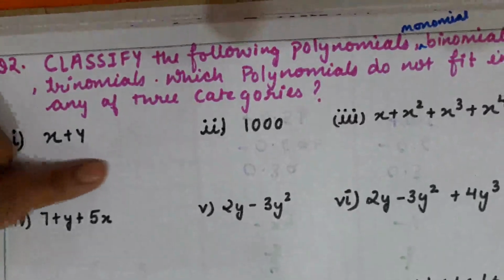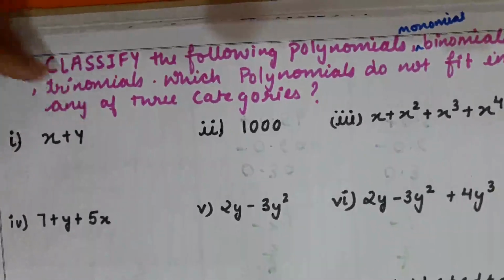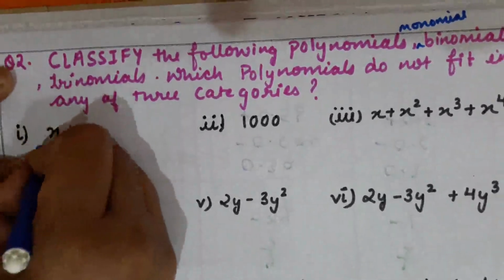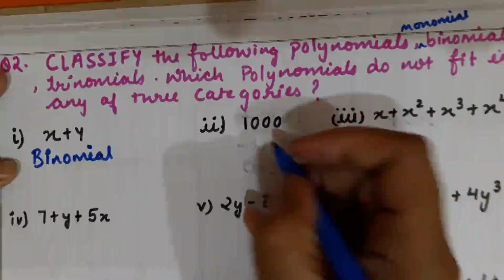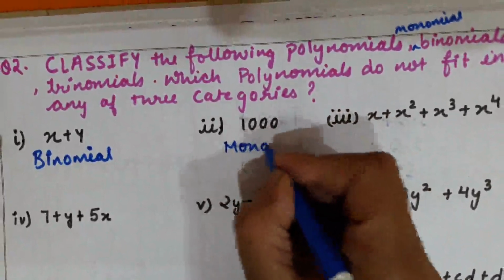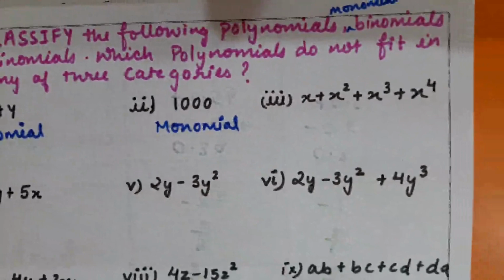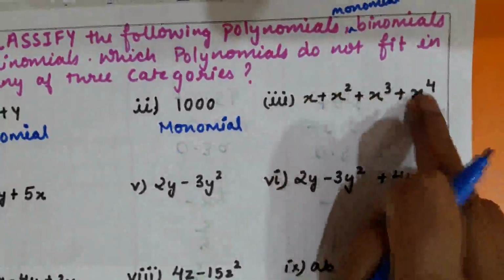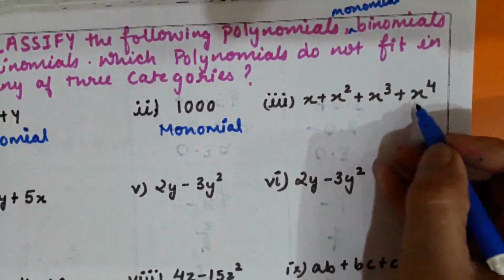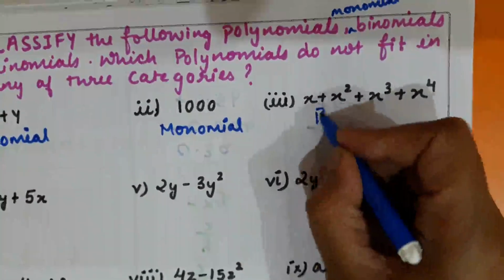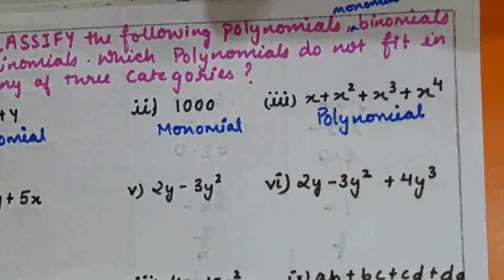x plus y, how many terms do we have? 1 and 2. So this will be a binomial. Now 1000, this will be a monomial because only one term is there. Now let's see the third part. 1, 2, 3, 4, 4 terms are there. So monomial, binomial, trinomial, none of the three exists in this type. So this is polynomial only because in this we have 4 terms.